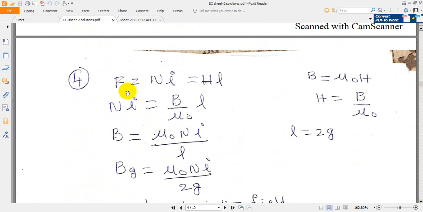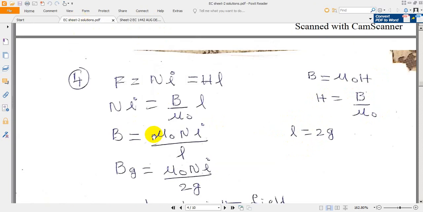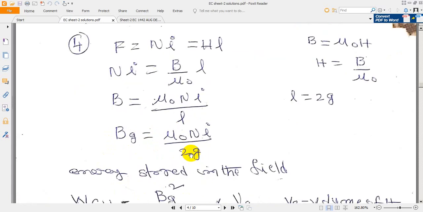So what we know: F is equal to Ni is equal to HL. These formulas are from sheet 1, and also flux density B is equal to mu naught H. So H is equal to B by mu naught, and the length of the air gap is equal to 2g. See the question, one g is here, other g is here, so the air gap length is equal to 2g. And for flux density, in place of H we can write B by mu naught, so B is equal to mu naught Ni by L. So flux density in the air gap is equal to mu naught Ni by 2g.